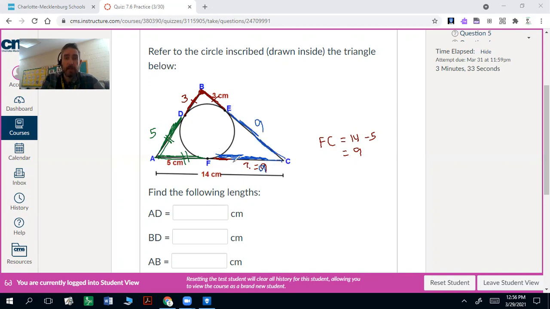So 9, 9, and I can use 3 slashes there. So look at that relationship real quick. 3, 3, 5, 5, the ones that come to the same point are congruent, and 9, 9. Now we can find out all the side lengths. So these two would add up to 8. That's A to B. And then B to C, that's going to be 9 plus 3. So that's going to be 12.